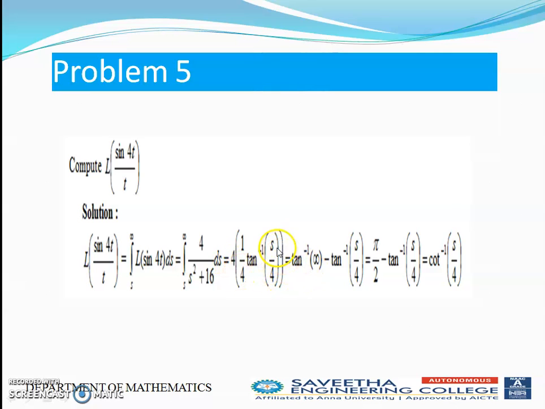Then we apply the limit: s goes to infinity means tan inverse of infinity minus tan inverse of s by 4. Tan inverse of infinity is nothing but pi by 2 minus tan inverse of s by 4. So this is one formula: 90 minus tan theta can be written as cot inverse of theta. Therefore cot inverse of s by 4.